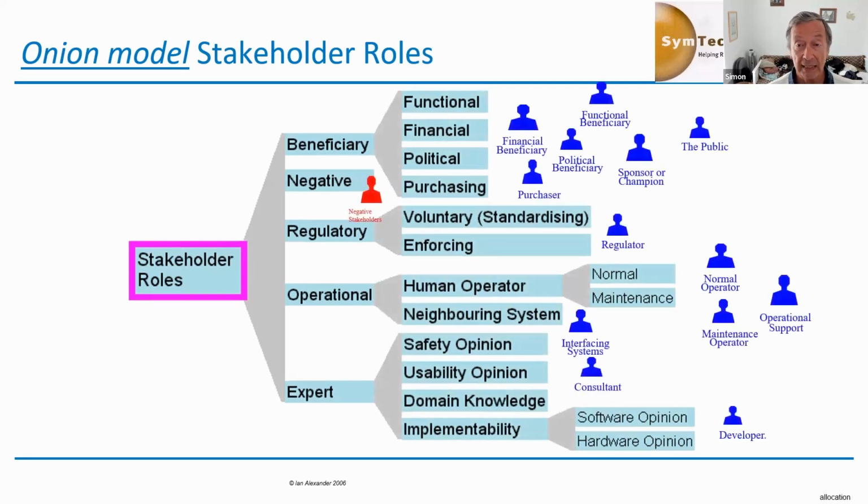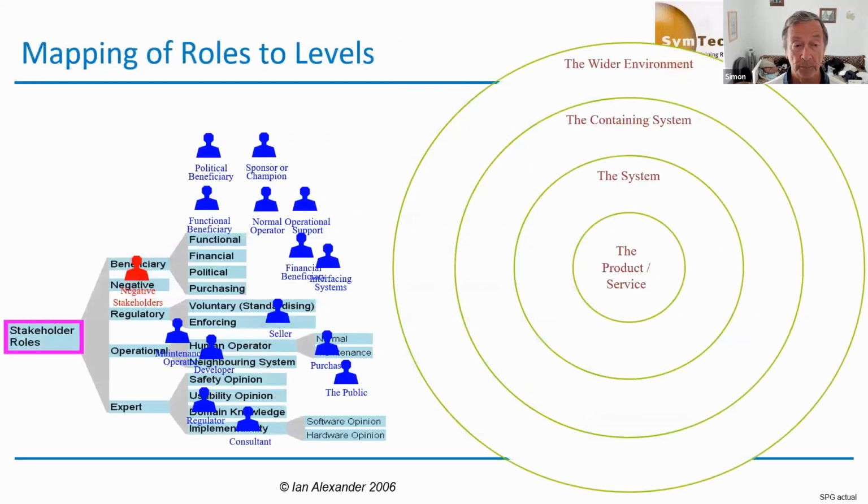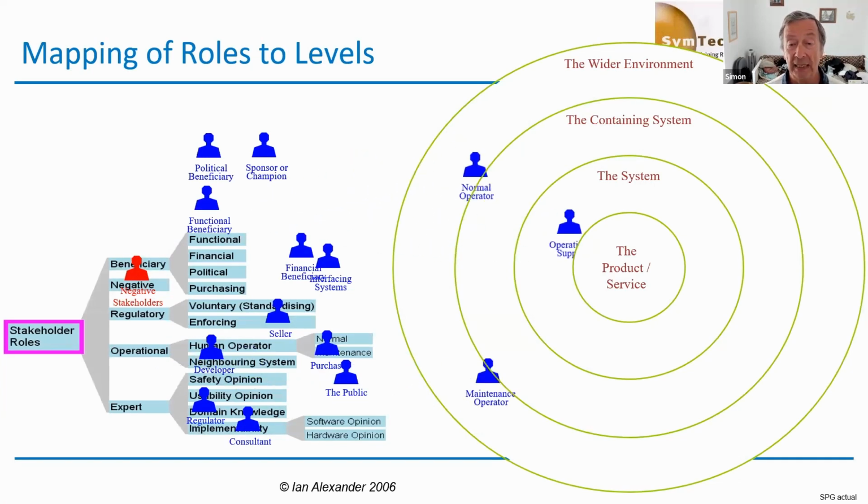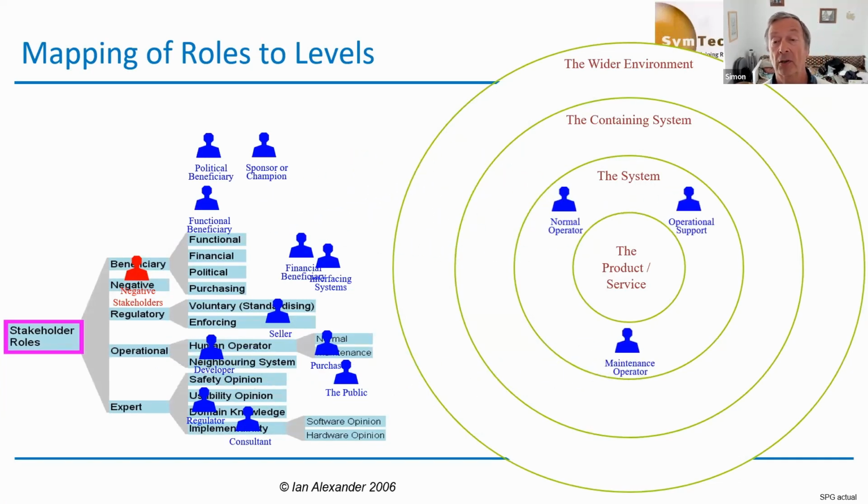And so for each of these individual stakeholders, we need to allocate them to somewhere in that onion diagram. And this is what he suggests we do. For the system, these are those who actually physically interact, touch the product or the service. So you've got the normal operator, the maintenance operator, and operational support. They are intimately involved with the product to develop the system. Remember, the system always involves a person if there's an operator or something like that.